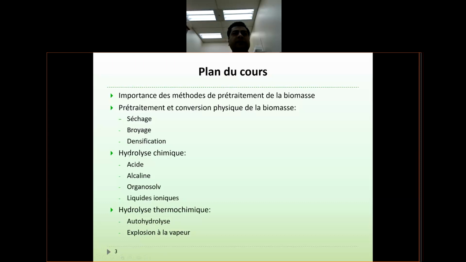But the prefix tells you what the tool for breaking the molecule is. When you say hydrolysis, hydro means water. When we say pyrolysis, pyro means heat. It means you are using energy, heat, high temperature. When you say hydrogenolysis, it means that you are using hydrogen to break the bonds. So this is the terminology that, especially in biomass conversion, you might face.